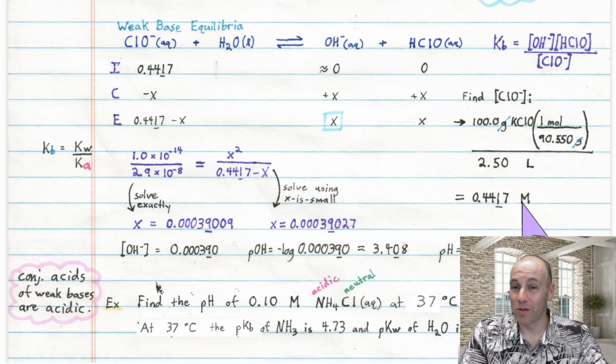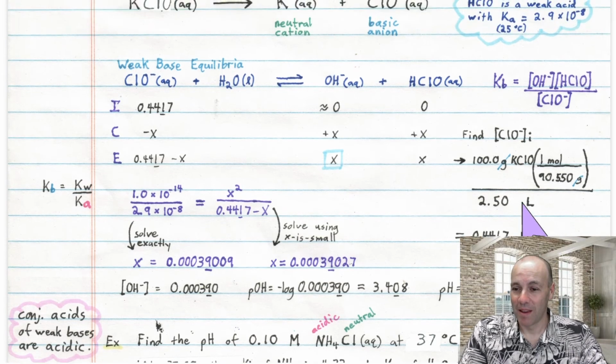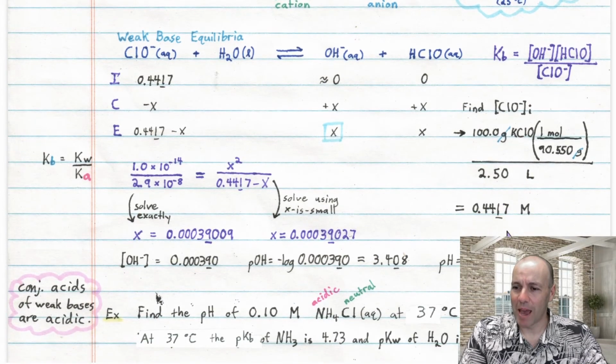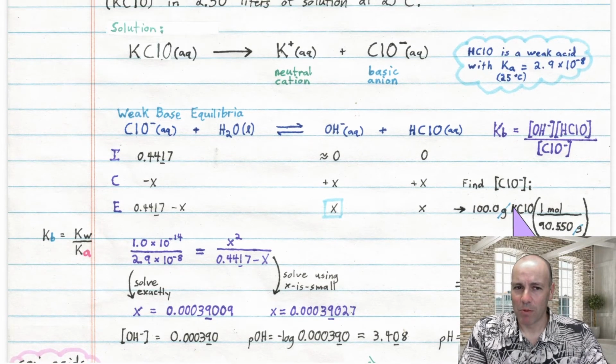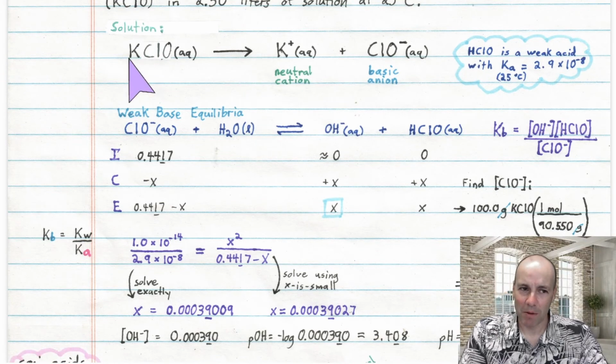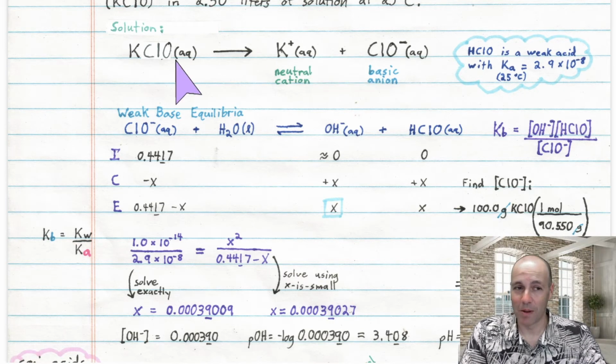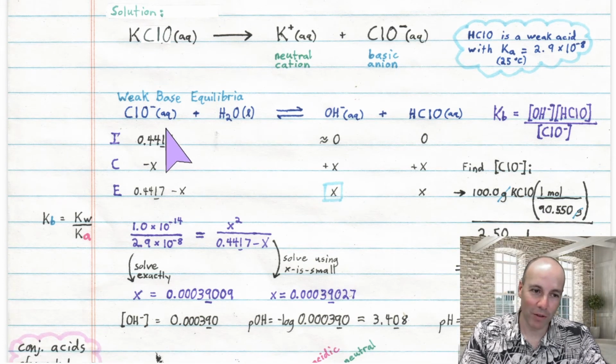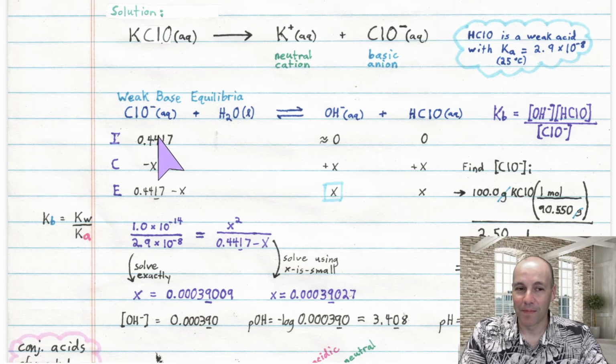It's 0.442 molarity. Now, that's the molarity of potassium hypochlorite, but remember that potassium hypochlorite dissociates into its potassium ions and hypochlorite anions. And one of these formula units gives you one of those. So if there is 0.442 molarity of potassium hypochlorite, then that means there's 0.442 molarity of the hypochlorite. And so that's our initial concentration right there. So here we go, that's our starting point.